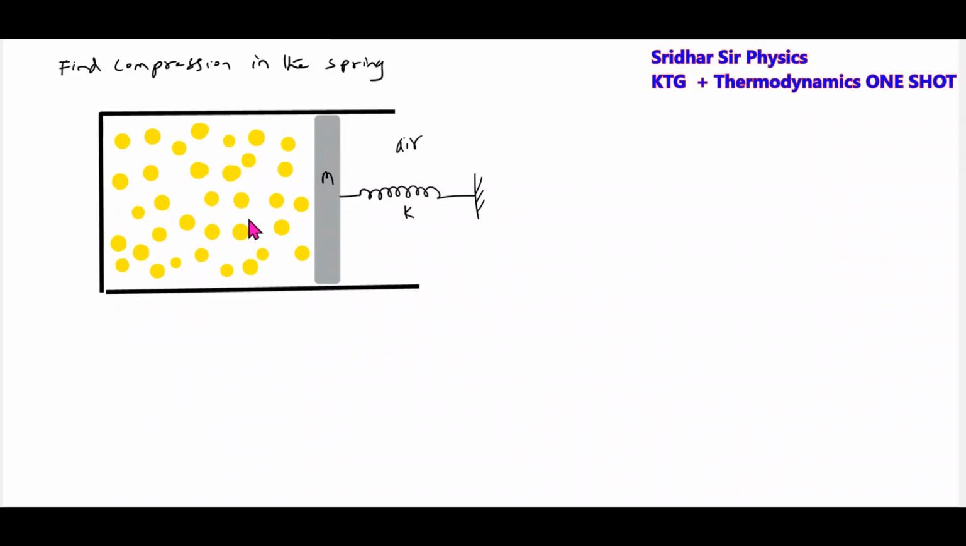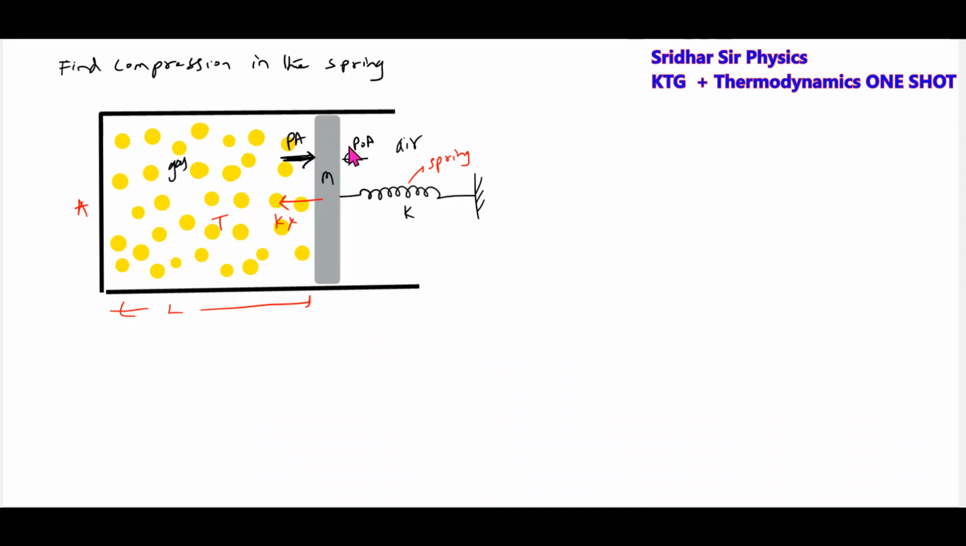Now we have to calculate the compression in the spring. There's a gas, and these molecules will be moving towards the right. They'll go and exert force, and this is the pressure force P. Outside, the air will exert atmospheric pressure P0. Here also air molecules are present, and let the spring be compressed by Kx. Let T be the temperature, L the length, and A the area of cross section.